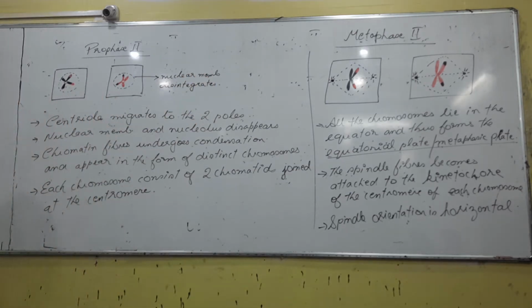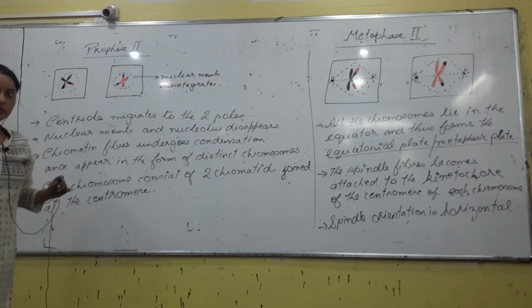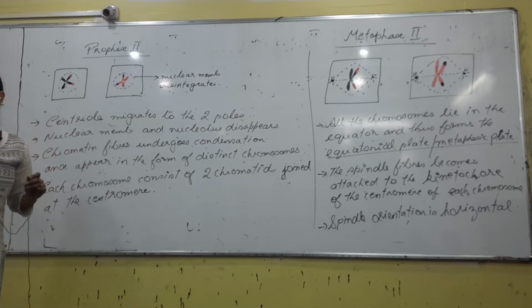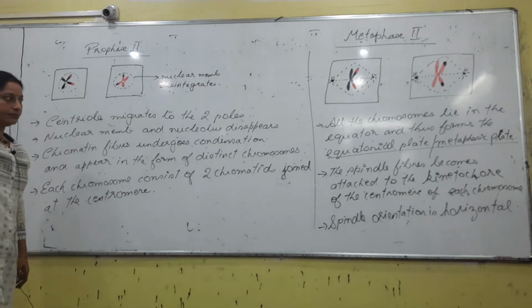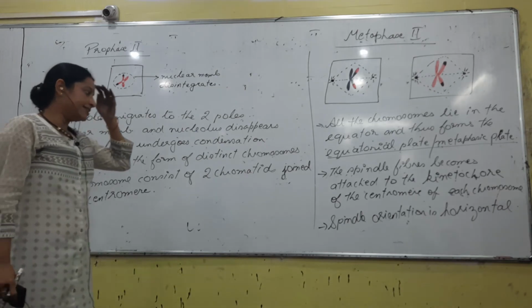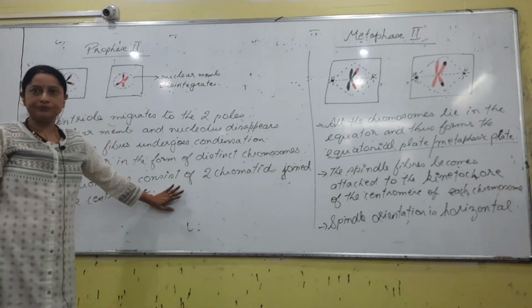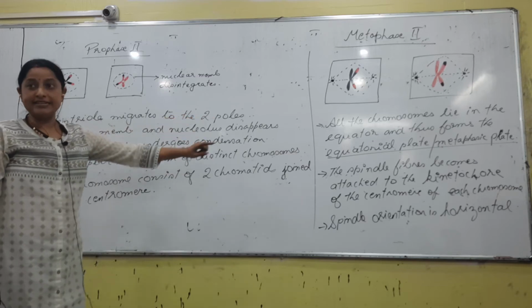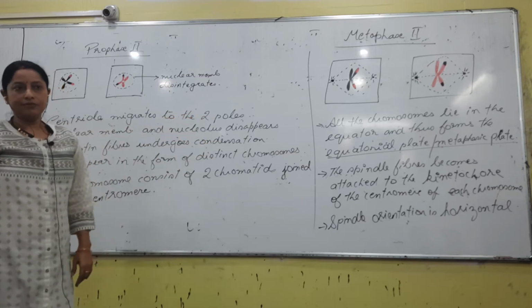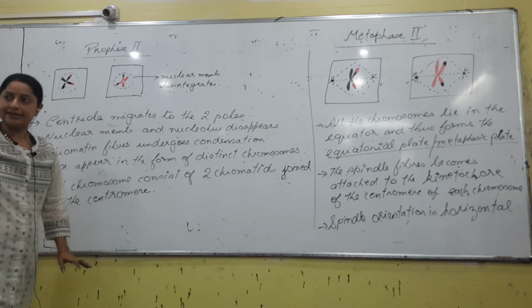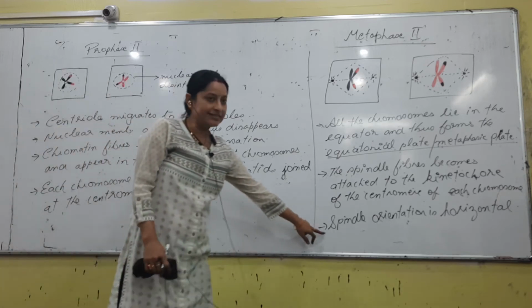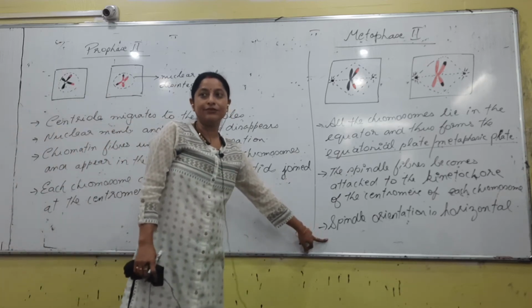Any point that you did not understand? If you have understood mitosis, you will understand meiosis. Except the last line, the rest of the lines are understood in case of metaphase 2, the lines that you have written. Any point that you did not understand, clear except the last line?